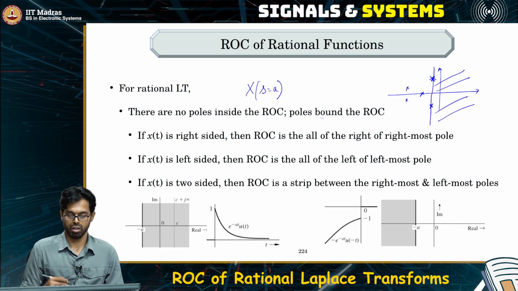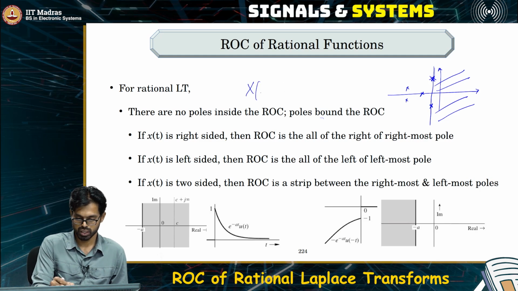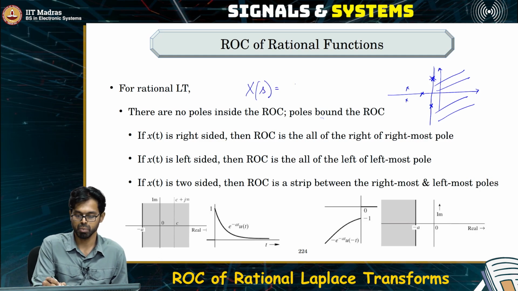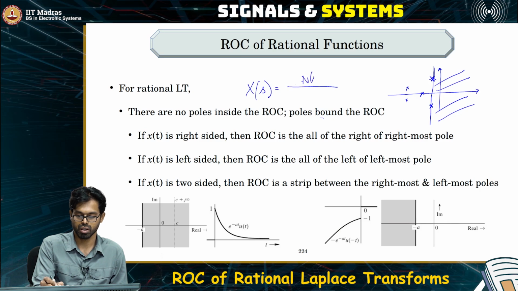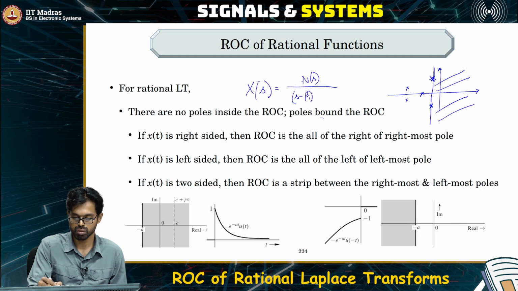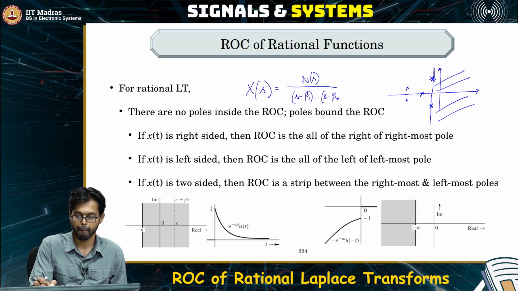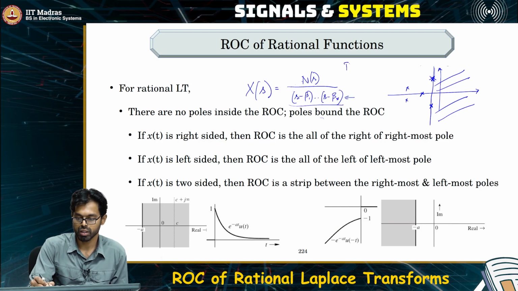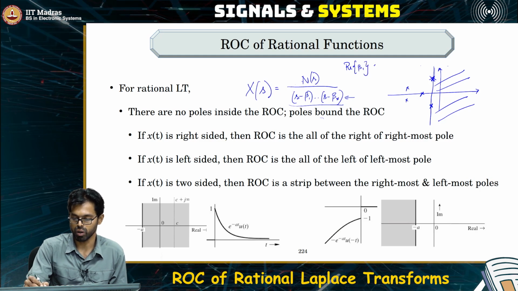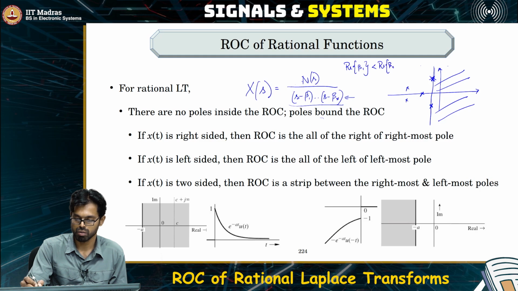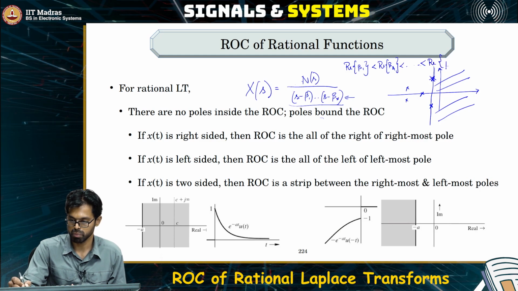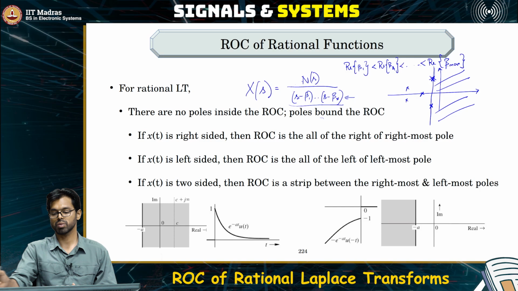So all the values here will be present in the ROC. Why is this true? Now what are we saying? We are saying X(s) is some numerator polynomial N(s) over a denominator polynomial that contains some roots. Now let's order the real values of the roots of the denominator. So let us say there is some order like this, and let us say the maximum is some beta max. So this is the largest value of the roots.